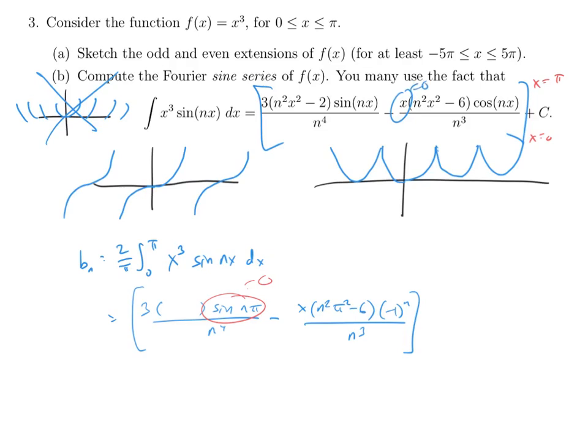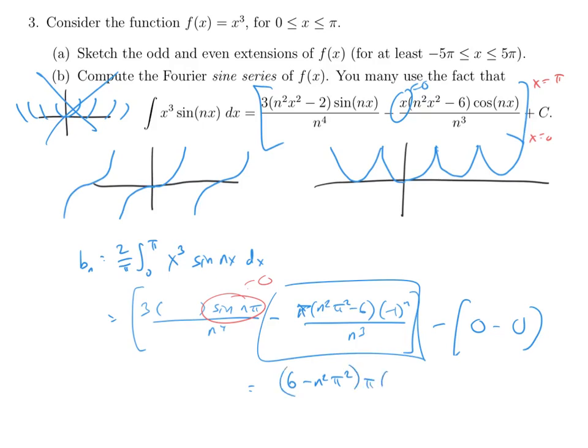So minus 0 minus 0, so the answer is going to be, let's make sure that, oh, hold on, I put x here, I got to plug in pi there, so this is pi. So the answer is going to be, it's basically that: 6 minus n squared pi squared, times pi, times negative 1 to the n over n cubed. So that's what Bn is.